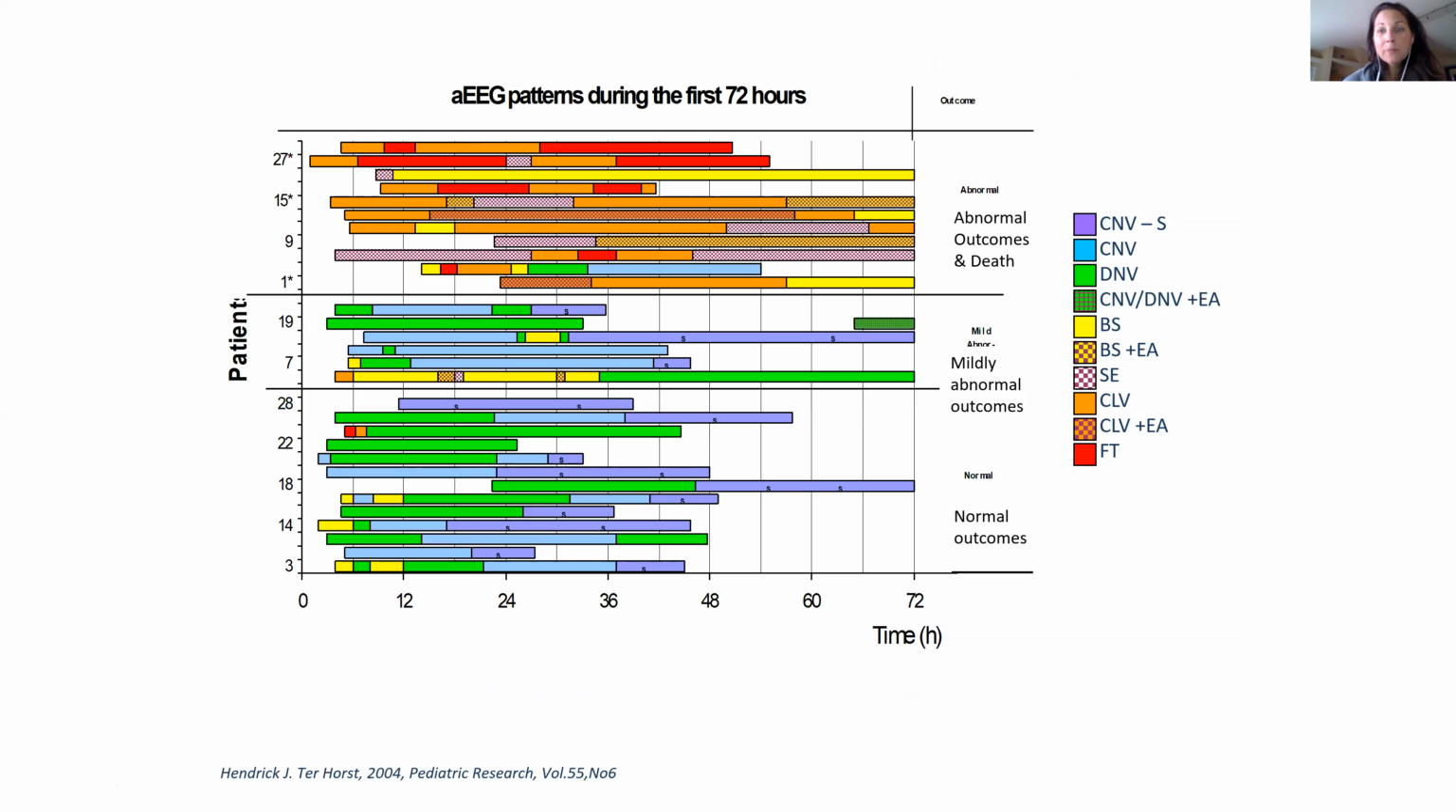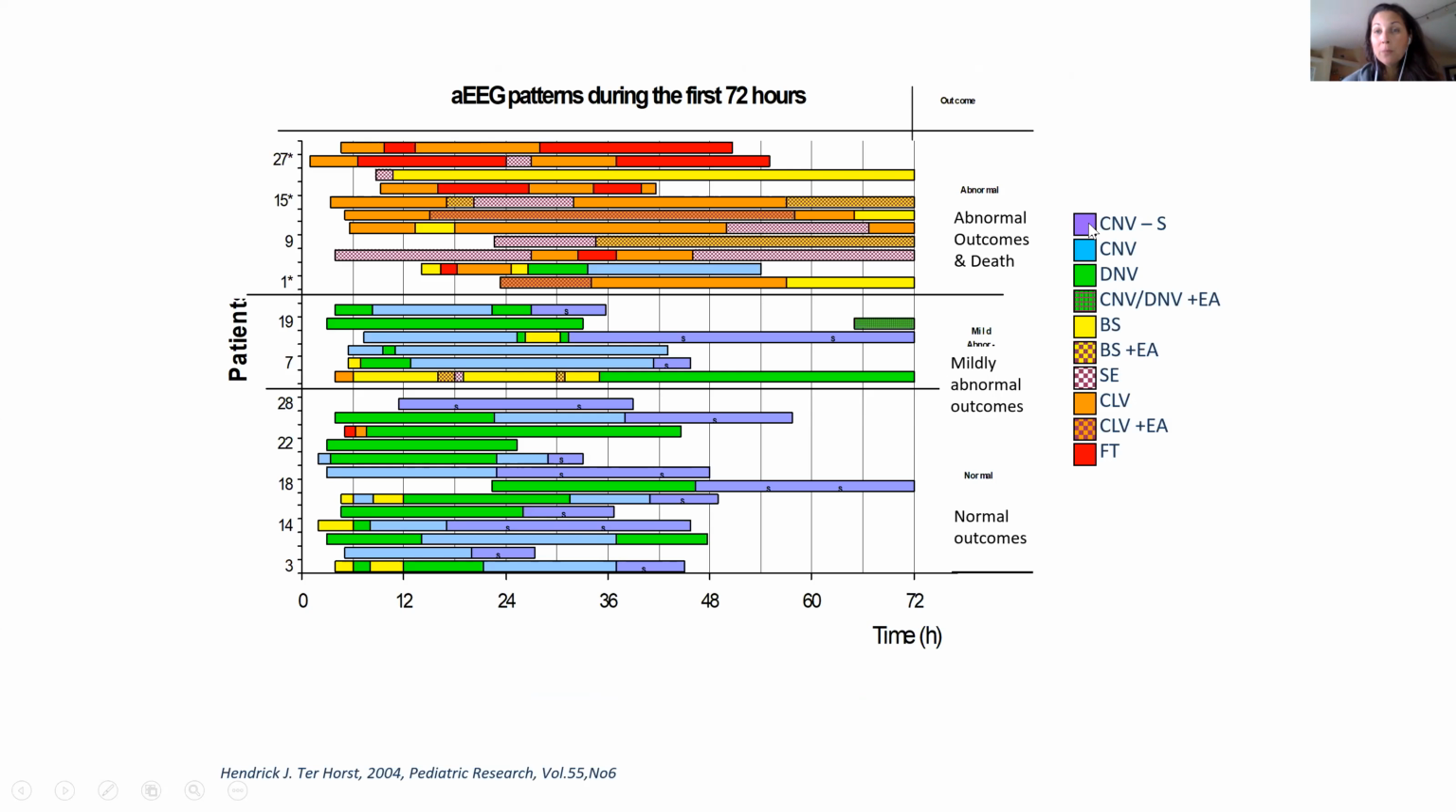This is a super busy slide, but I want to just quickly orient you to it, because this is how we first started to understand looking at aEEG in uncooled babies. So it's divided up into outcomes: on the left, abnormal outcomes, then mild outcomes, so one thing going on with the baby, or normal. And then here are all the patterns.